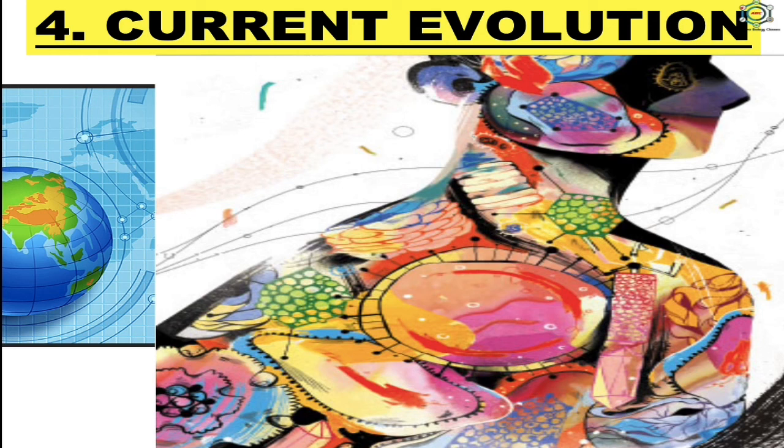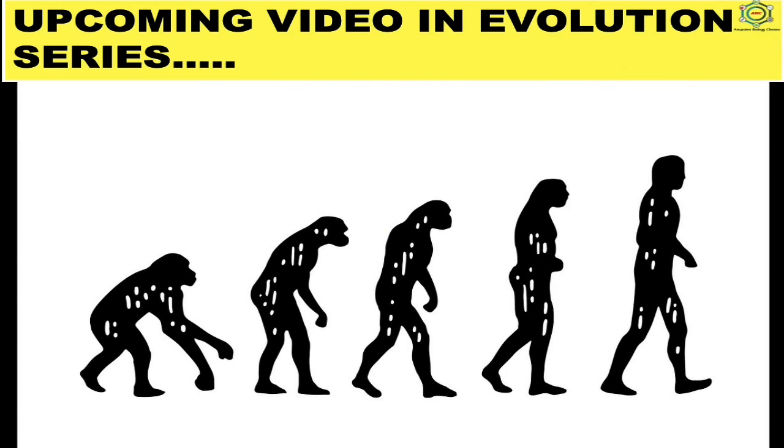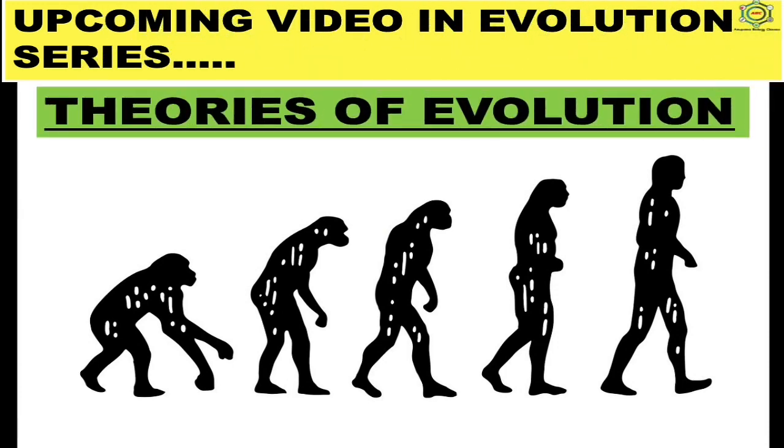So, this is the end of the lecture in which you understood about the four left evidences of evolution, which are paleontological, biogeographical, physiological or biochemical, and the current evolution. The next video in the evolution series will be on the theories of evolution.